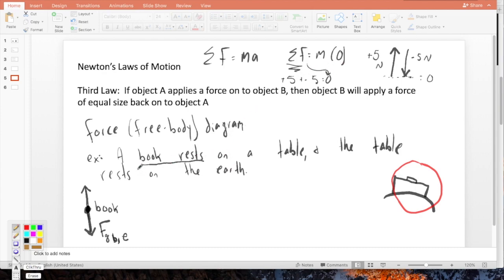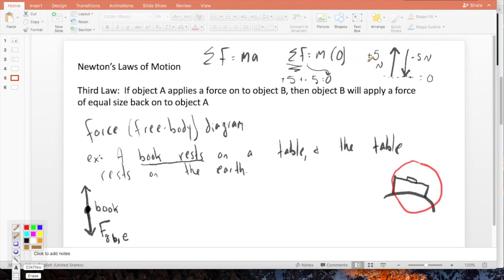I know that because the book is not flying up in the air. It's not accelerating upward. It's not accelerating downward. It has no acceleration. The acceleration is 0, so the net force must be 0. Those forces must balance each other or cancel each other out. I would call these balanced forces or canceled forces. They cancel each other out. I don't have anything left over.